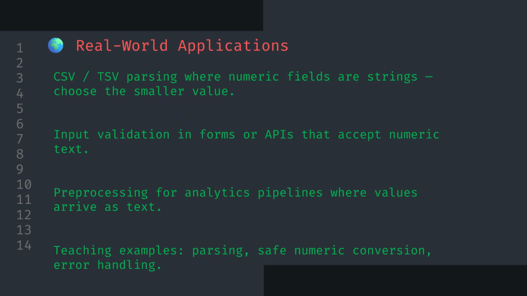This helper fits many small but common tasks. Data often arrives as text, so converting to numeric types correctly and handling bad input are essential skills. Use this function in ETL tasks, input validation, or anywhere you must compare numeric text safely. It is also a neat interview teaching example.